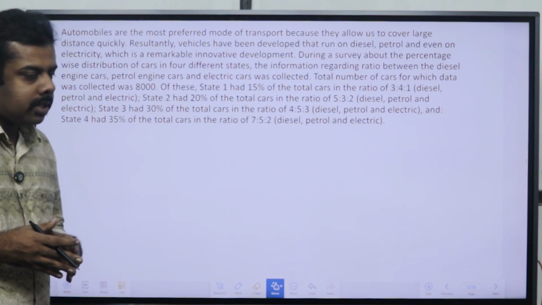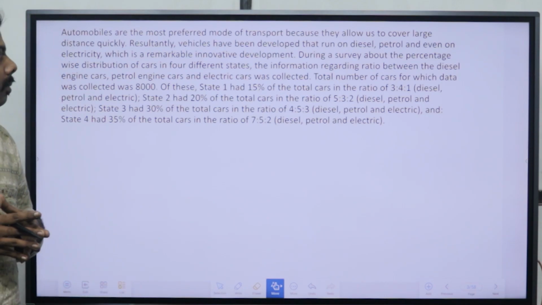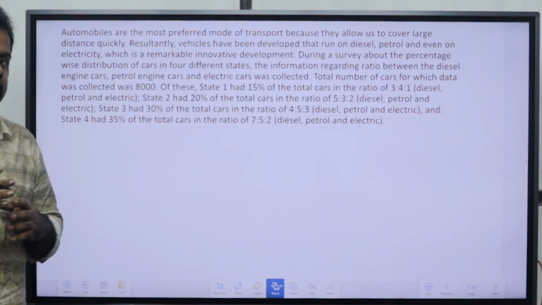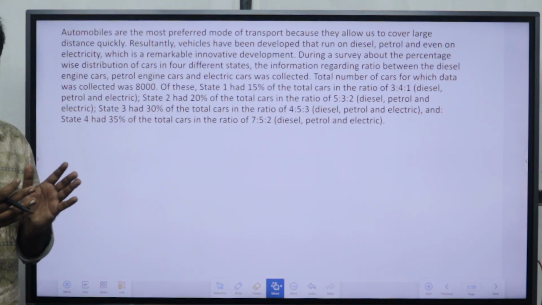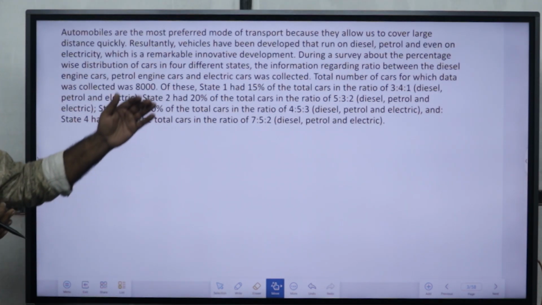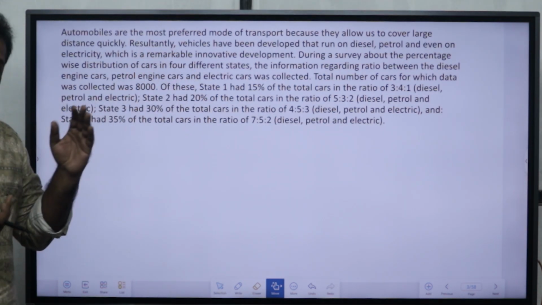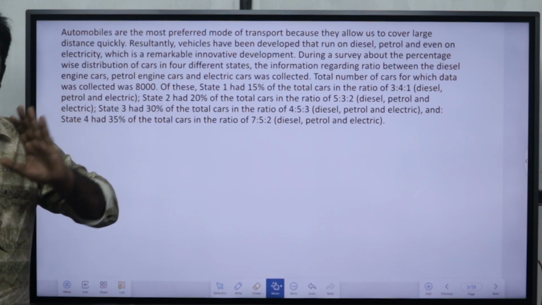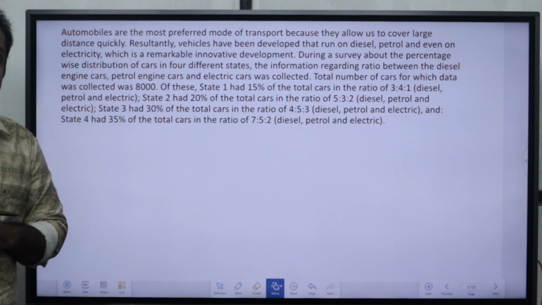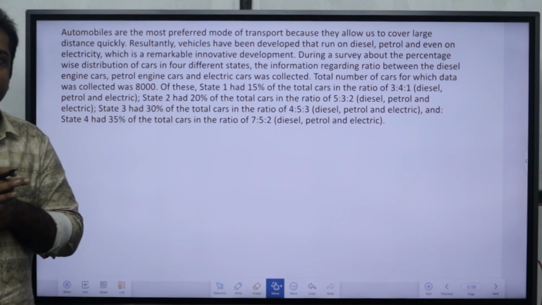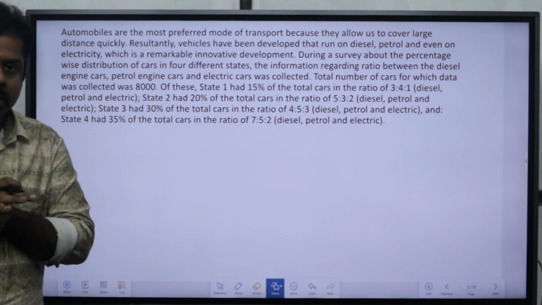Okay, so as you can see, this is a passage. First, what you can do is just read the passage well. Basically, they have given a passage, and based on that, they will be asking 3 to 4, or 3 to 5 questions at max.